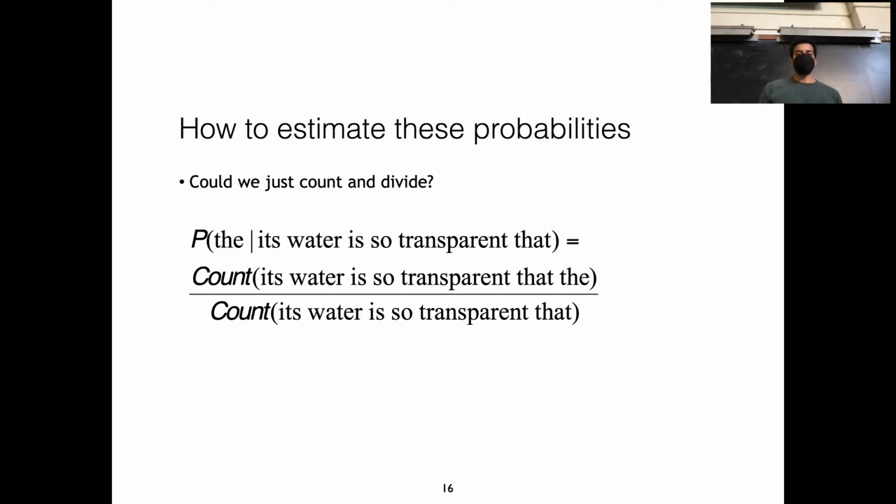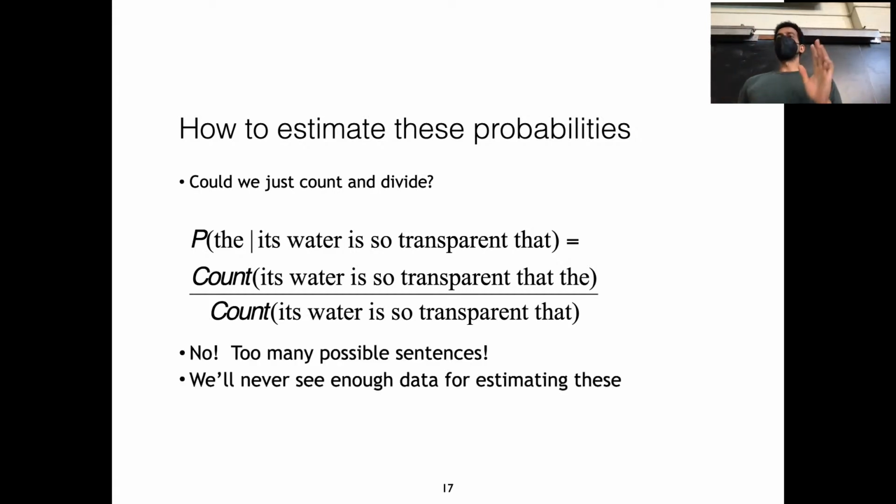I see what you're saying. So you might say, its water is so transparent that is a very specific prefix. And it's very similar to, I don't know, its surface is so transparent that, or it's a liquid or whatever. And maybe we want to share some probability among all of these related, semantically related prefixes, right? So this is a big issue with all of these count-based models. And we will address this problem next week.